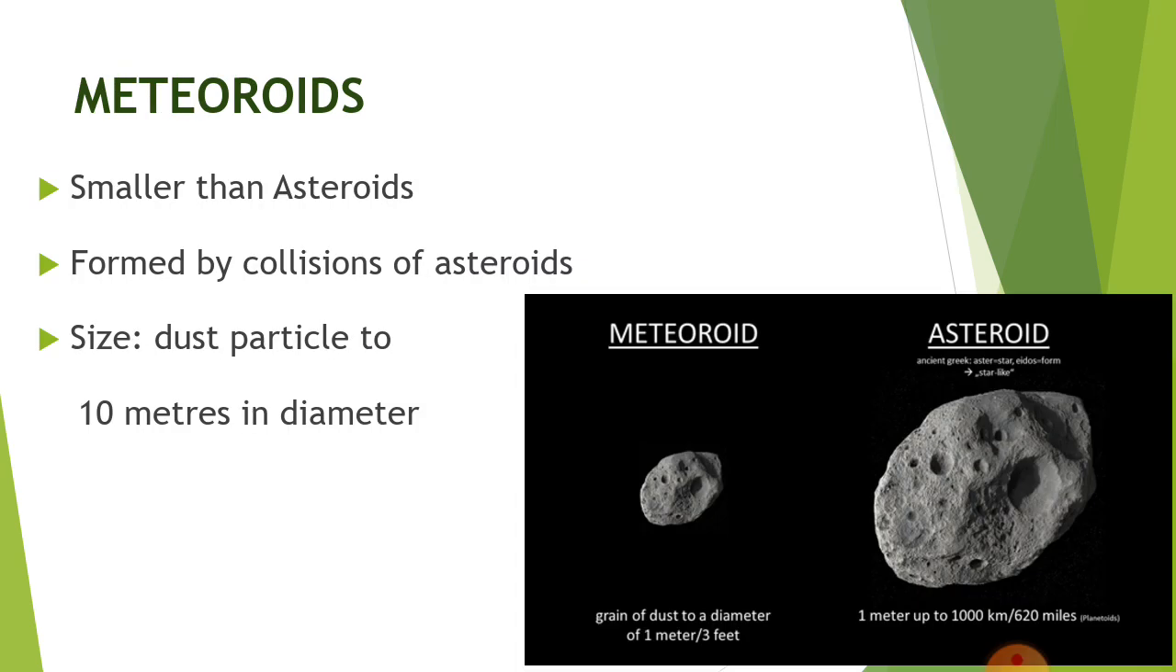Meteoroids. They are smaller than the asteroids. They are formed by the collisions of asteroids. Many asteroids collide with each other and as a result they form meteoroids. Their size may range from a tiny dust particle to 10 meters in diameter. You can compare the size from the given figure between a meteoroid and an asteroid. Asteroids are bigger than the meteoroids.